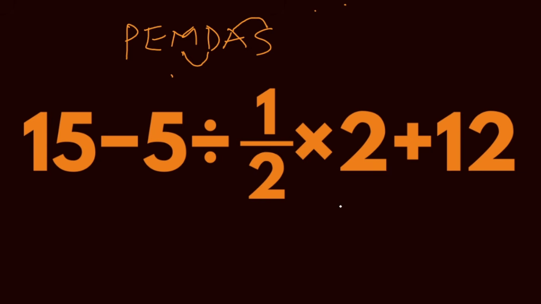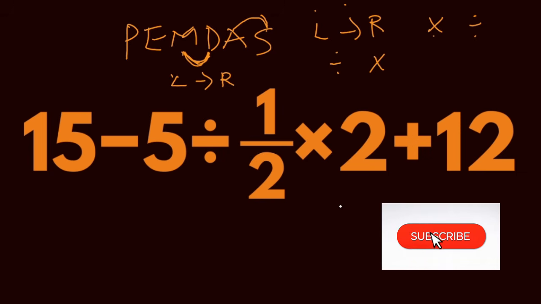That means that whenever multiplication and division appear in a question, you solve from left to right. Same thing is applicable to addition and subtraction. You solve from left to right. If division appears first, you divide before you multiply. If multiplication appears first, you multiply before you divide. Now, let's solve this the right way.